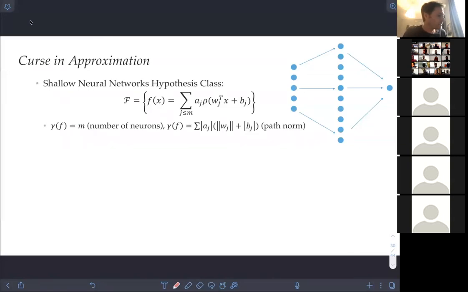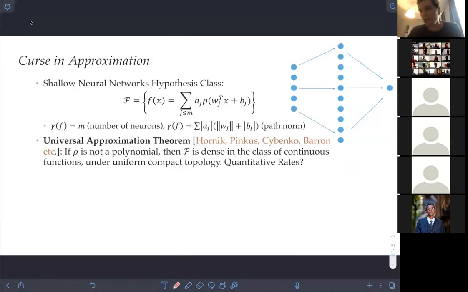And these are the function class of the functions that I can write as a linear combination of simple activation functions, right? That's the architecture that you see here. And so this hypothesis class has a very natural notion of complexity. That is how many neurons I have, right? So the width of the hidden layer acts as a very natural notion of complexity.